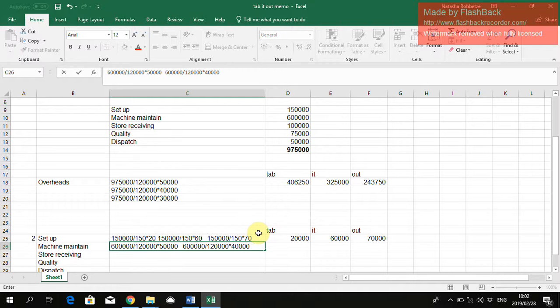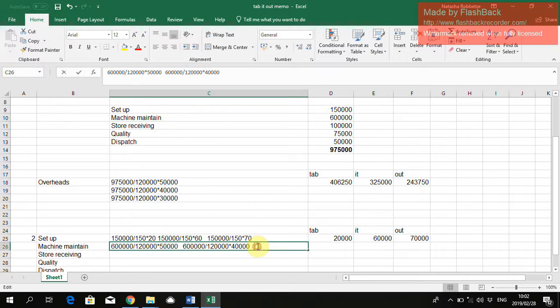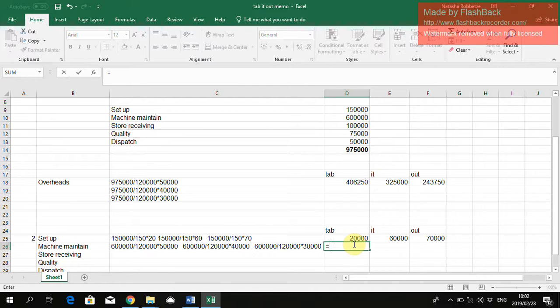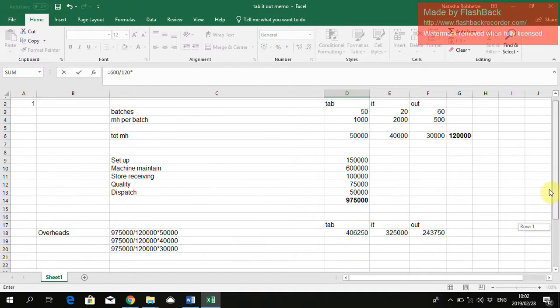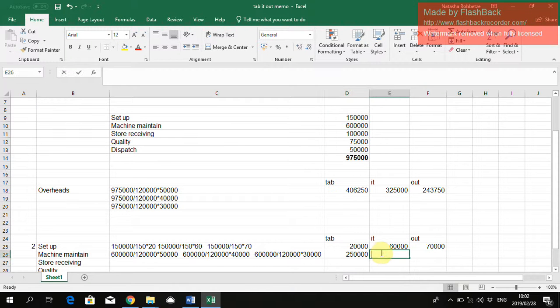And for out, just want to extend this. It's going to be 600,000 divided by 120,000, and I'm going to times by 30,000. Right, so for this, it's going to be then 600,000 divided by 120,000, and we're going to times it by 50,000 to get to 250.